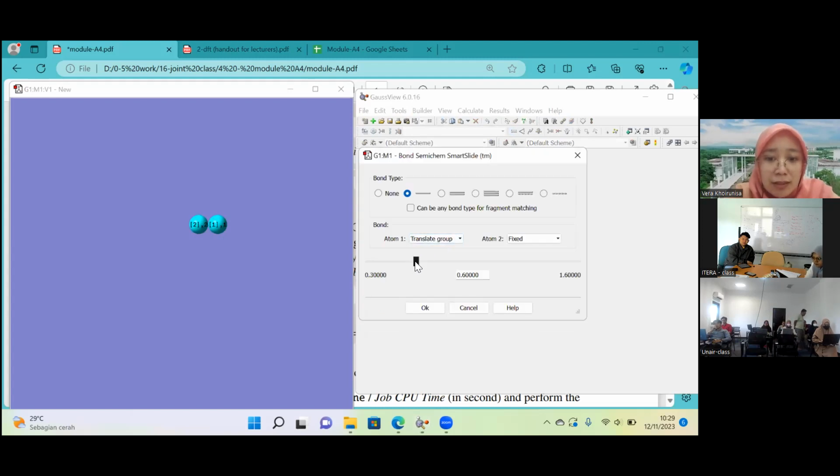Here, you can use this one to adjust the distance or just fill it in here. For example, 0.5 or 0.3 or 0.6. So I will choose 0.6. Okay.